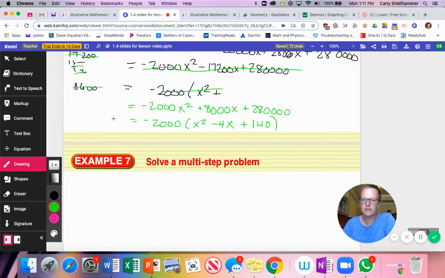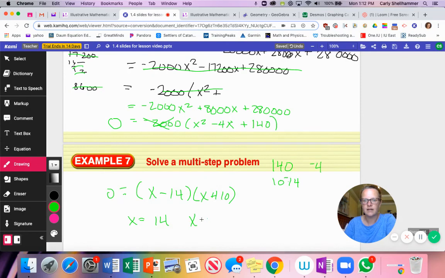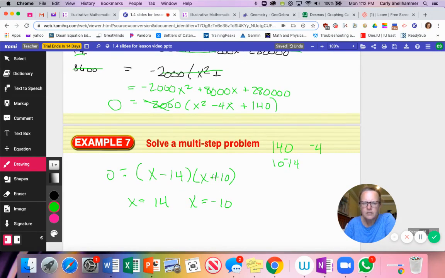Remember, we're trying to find the zeros, so I set that equal to 0, and that means that cancels out. I divide both sides by negative 2,000. So really I need two numbers that multiply to negative 140 and add to negative 4. And that's going to be 10 times 14, where I want the 14 to be negative. So x minus 14, x plus 10. Set equal to 0, x equals 14, x equals negative 10. That should just be plus 10.